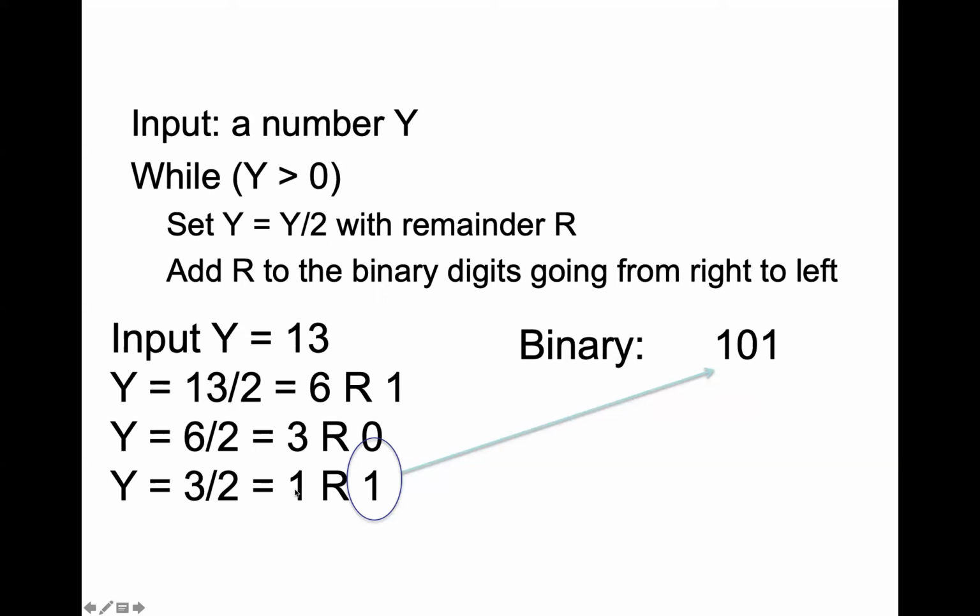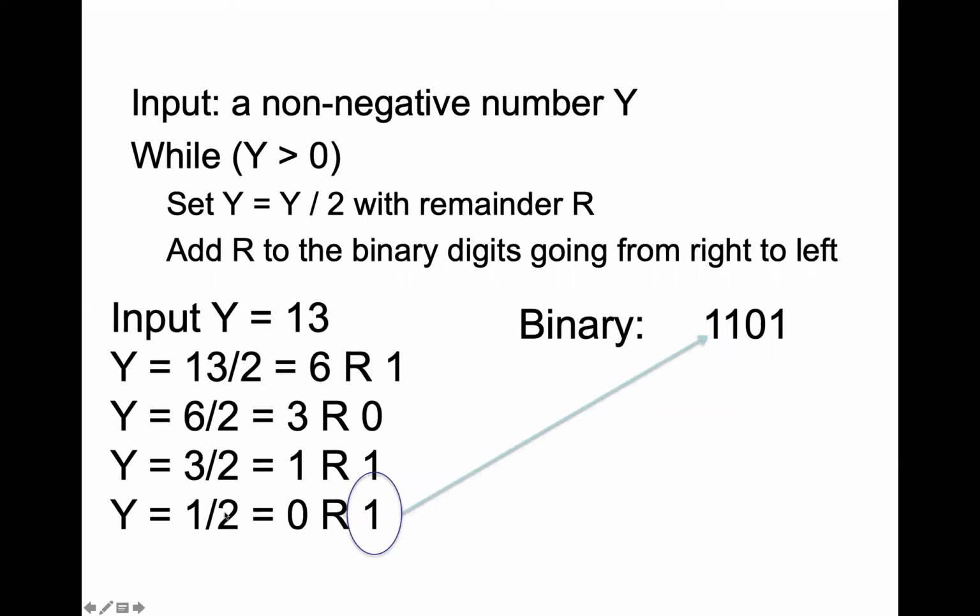In the next loop iteration, we get y equals 1 divided by 2, which is 0, and there's a remainder of 1. We add that to the left side of the binary number. Now y is 0, so the while loop terminates. It doesn't execute any more iterations, and since the algorithm was just the while loop, our algorithm terminates. The resulting binary number that we got from this algorithm is 1101.